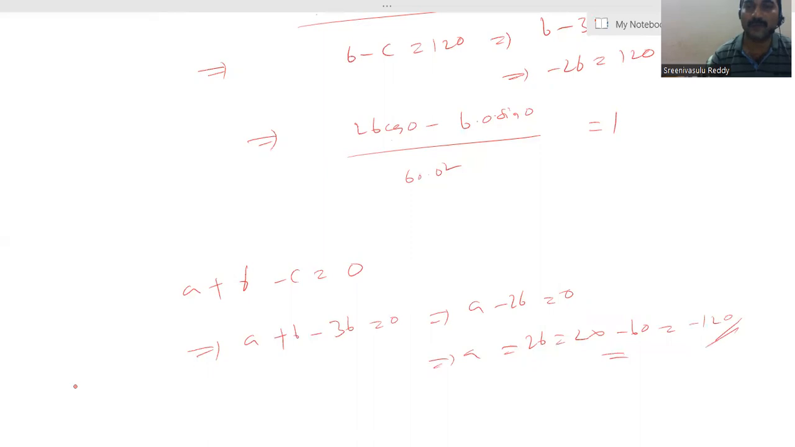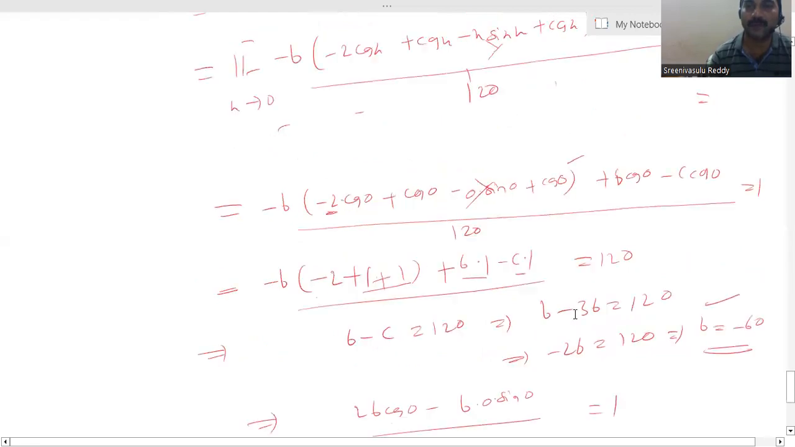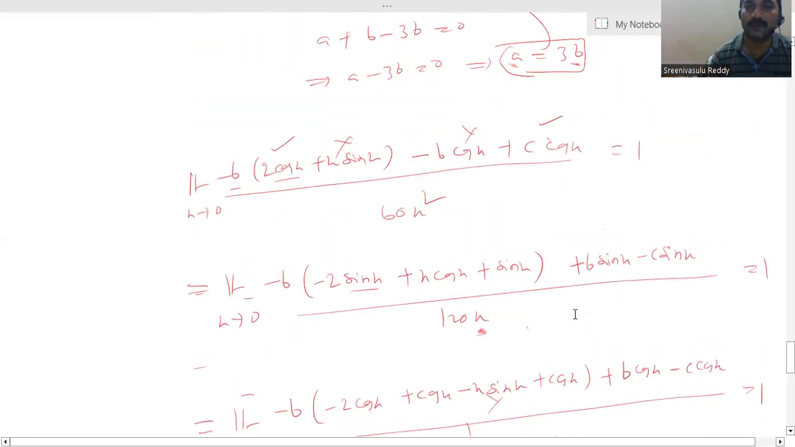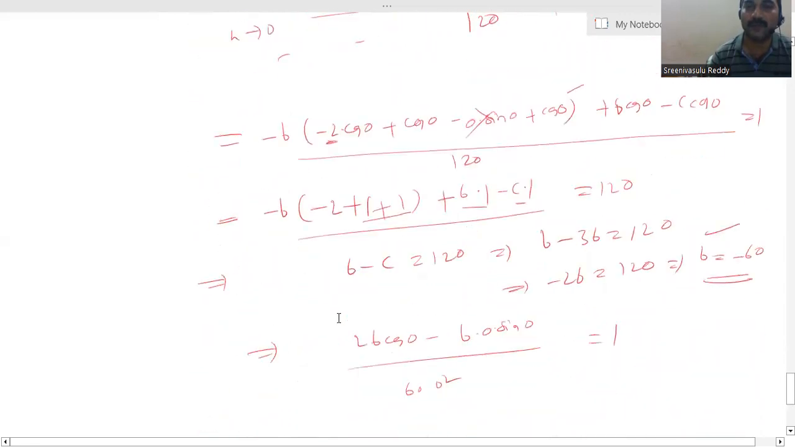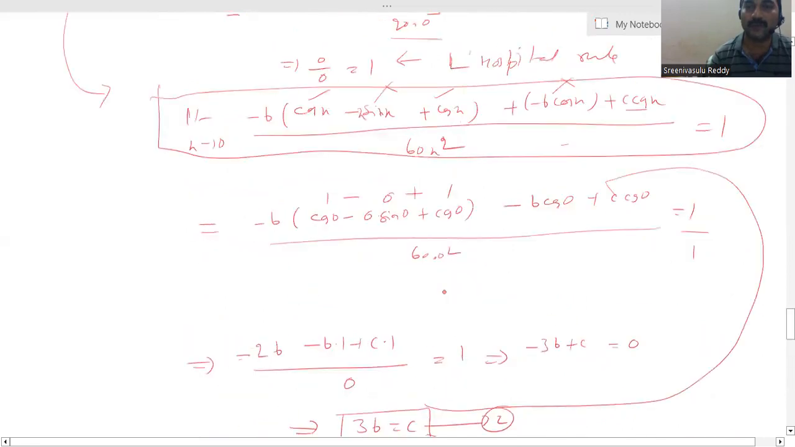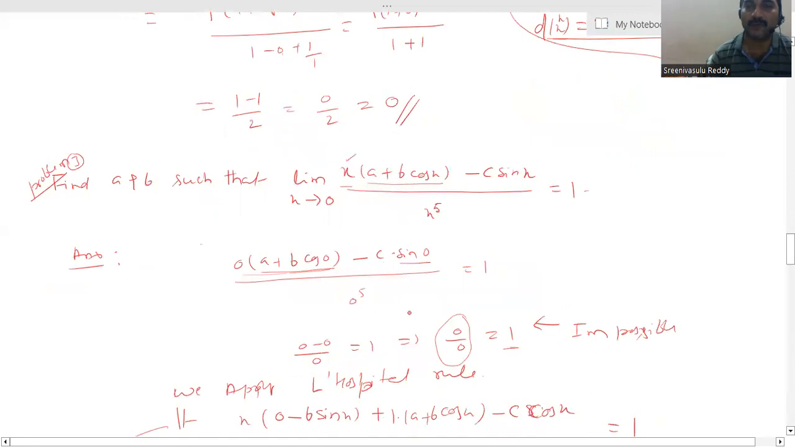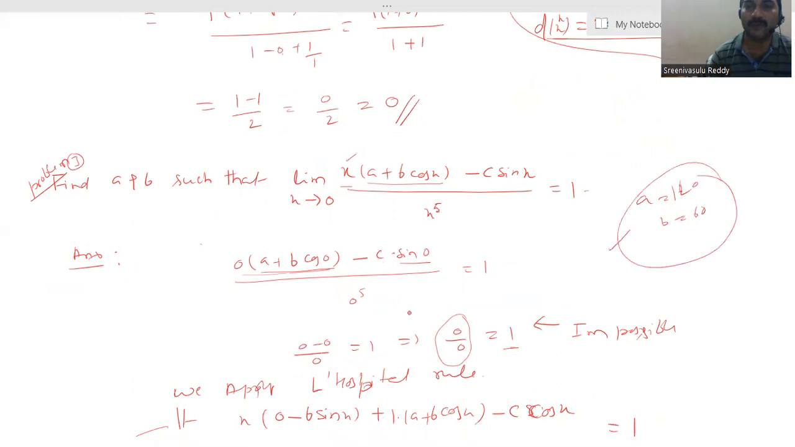Maybe sign, maybe I got a different one. Actually, plus 160 plus 120. Somewhere a sign is missing. Don't bother about it. You practice in the same manner, we get the correct answer. So the answer is, you see, a value 120, b value is 60, not minus. Somewhere I missed the sign. Okay.